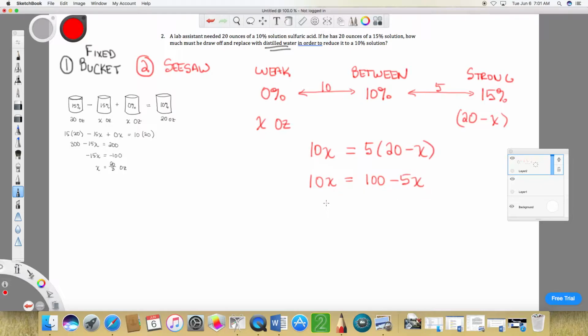Let's add 5x to each side. We have 15x is equal to 100. Divide by 15. 100 and 15 share a common factor of 5. So this reduces to 20 over 3 ounces. All right, so let's make some type of a summary of our answer for these two methods.